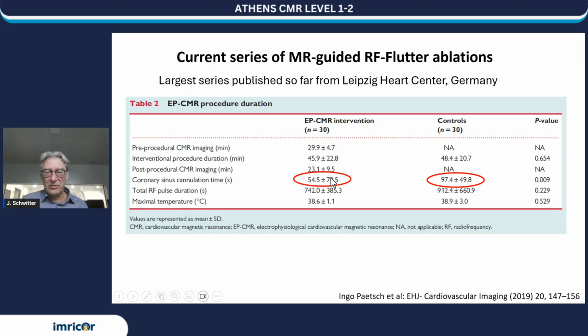That means you can target this coronary sinus better than here. And if you target the coronary sinus, you may also target other locations in the atrium or in the ventricle more precisely. And this means you can go probably more precisely to the lesion that you want to ablate than with this technique.